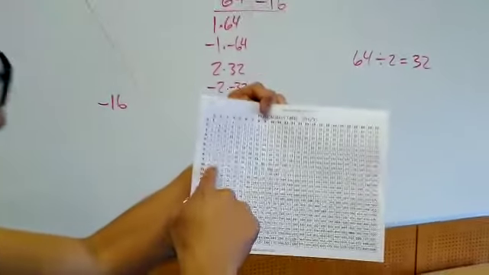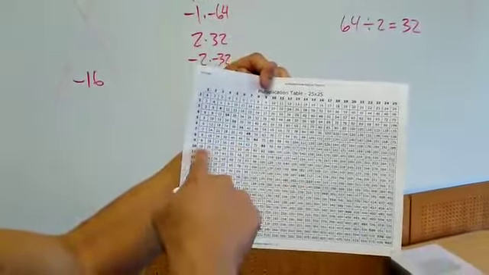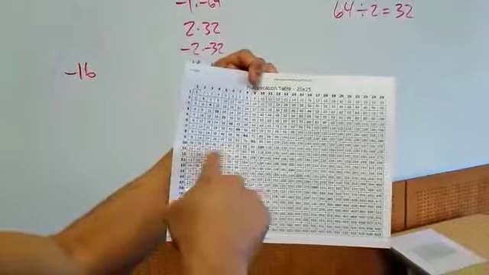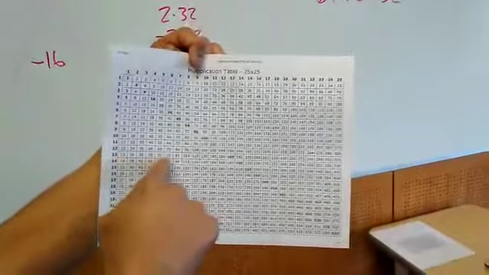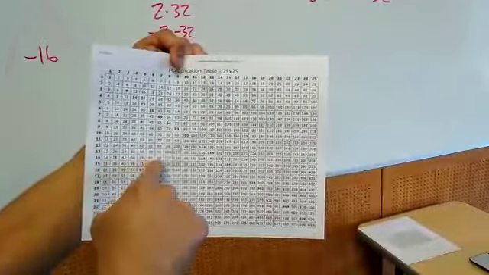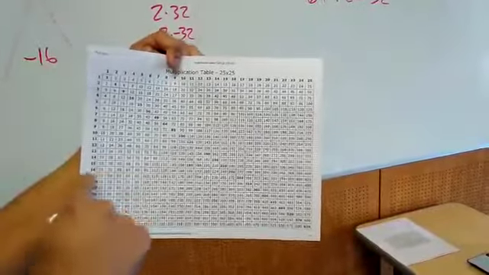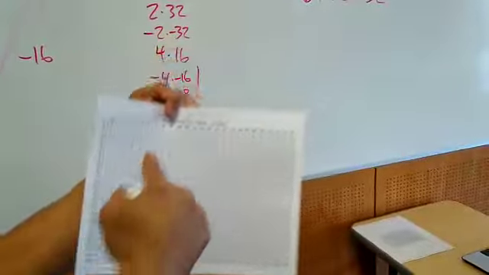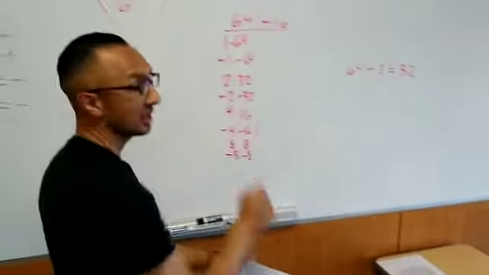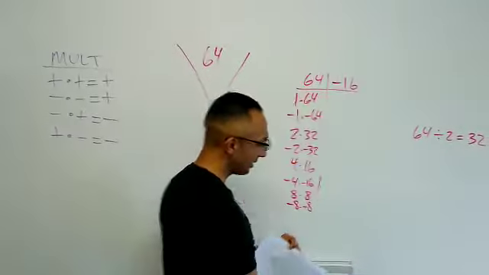I go to 9 now. Nope. 10? Nope. 11? Nope. 12? Nope. 13? Nope. 14? Nope. 15? No. 16? Yes. But notice that we already have 16 right here, 4 and 16. So we are done with our list.